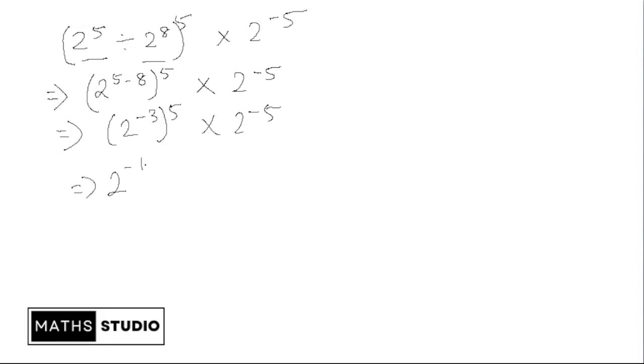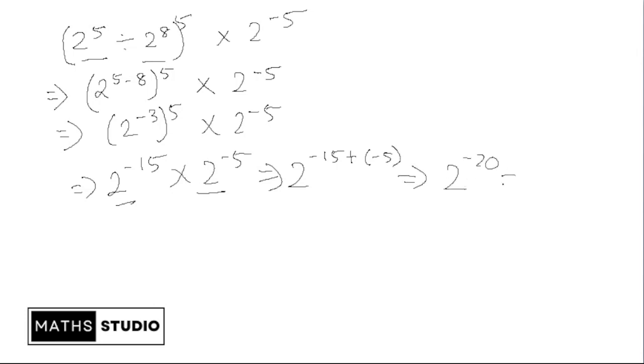And we can write 2 to the power -15 into 2 to the power -5. This would be what? The bases are same, so the powers would be added. -15 plus -5, which would be 2 to the power -20, which can also be written as 1 by 2 to the power 20. Okay. Had the answer been 2 to the power 10, suppose, I could have written it as 1 by 2 to the power -10.